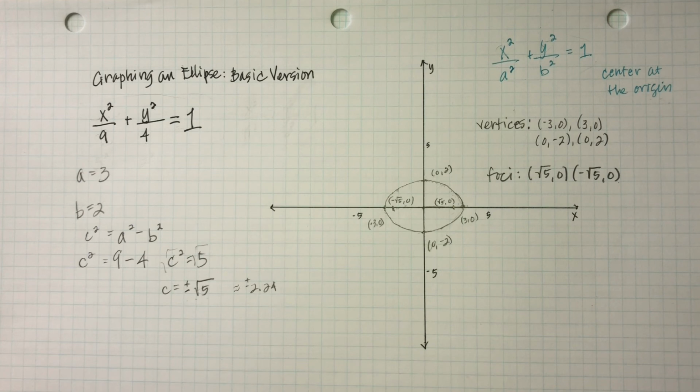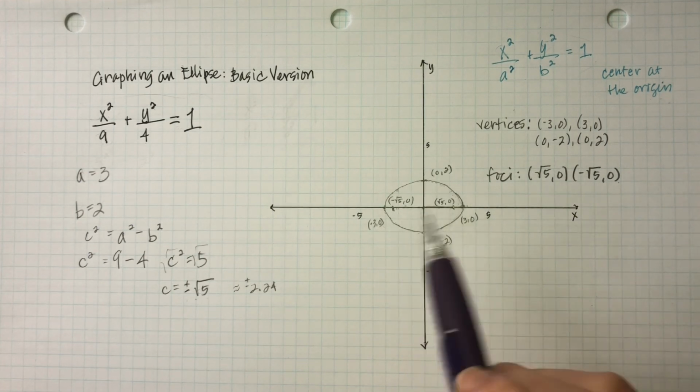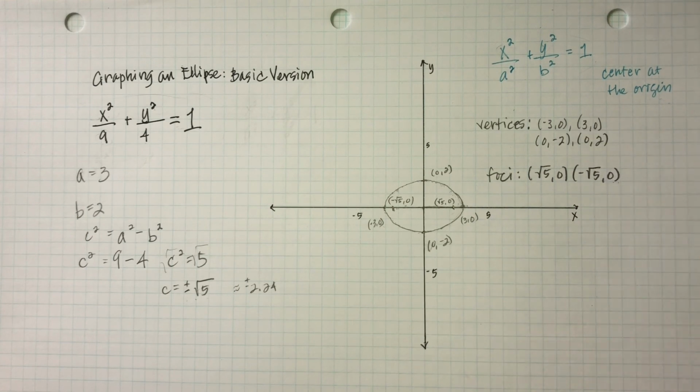And that is our complete answer. We've got our graph, we've got our points labeled, we have our vertices listed, and we have our foci listed. So that is the basic version of graphing an ellipse.